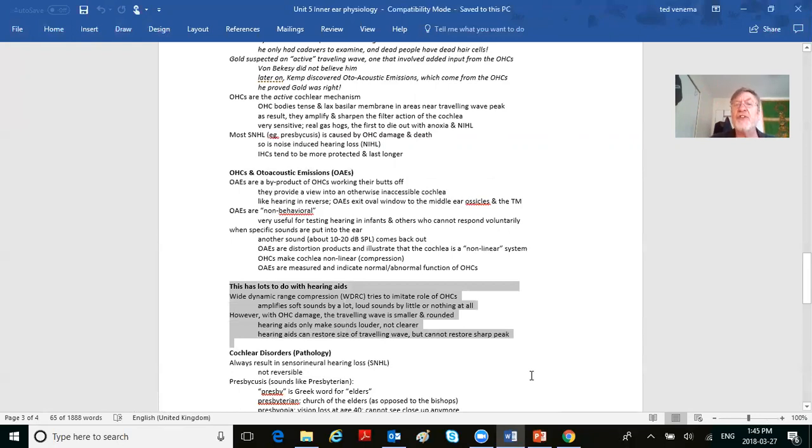It's called wide dynamic range compression. This is used in hearing aids today, and it's done to imitate the role of outer hair cells. It's used in all your hearing aids today. It amplifies soft sounds by a lot. In other words, hearing aids today amplify soft sounds by a lot, and they amplify loud sounds by little or nothing at all. That, by the way, is why hearing aids cost so darn much.